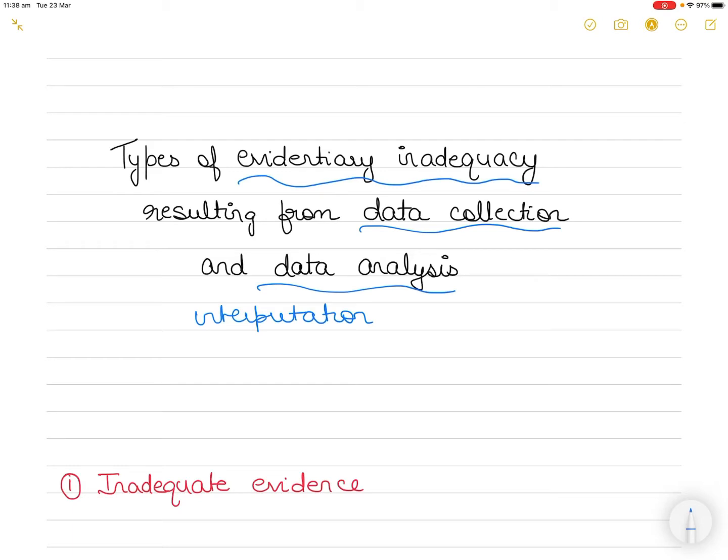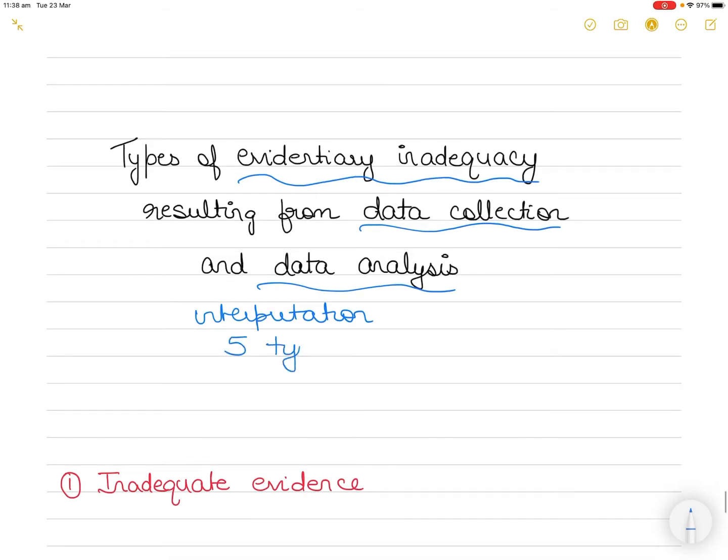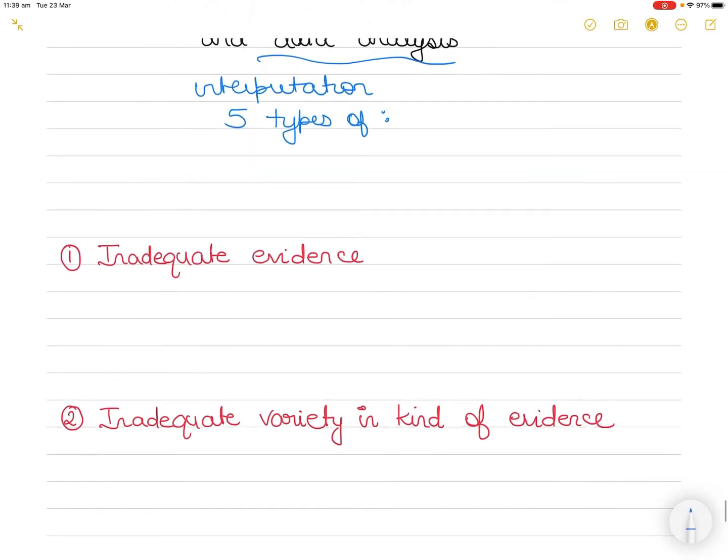Now, how do they judge it? They judge it based on 5 types of evidentiary inadequacy, which are described below. So, let's get to know what they are. The first one is inadequate amount of evidence, where you as the researcher have too little evidence to warrant certain key assumptions or assertions. The evidence you have presented towards your findings, your discussion, or the implications of your research is not enough to convince the readers or the examiners.